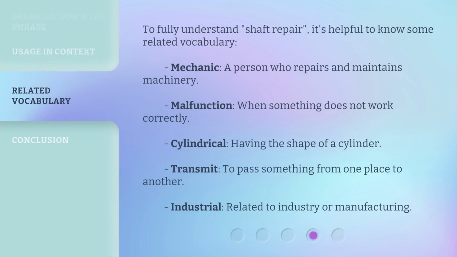To fully understand shaft repair, it's helpful to know some related vocabulary. Mechanic, a person who repairs and maintains machinery. Malfunction, when something does not work correctly. Cylindrical, having the shape of a cylinder. Transmit, to pass something from one place to another. Industrial, related to industry or manufacturing.